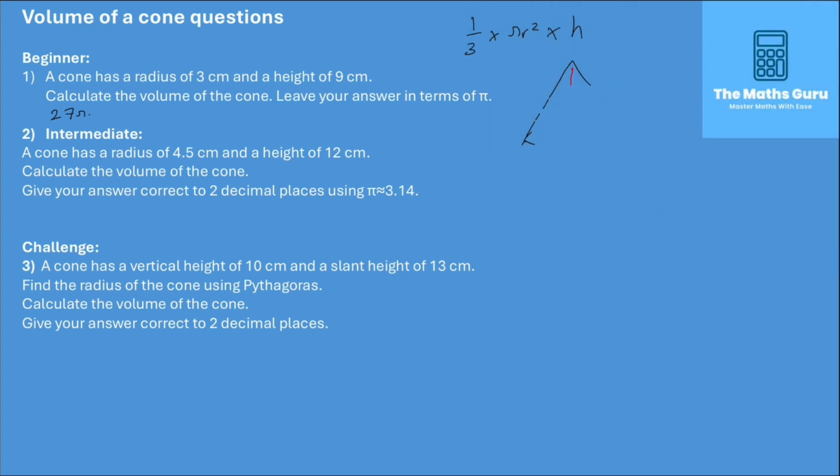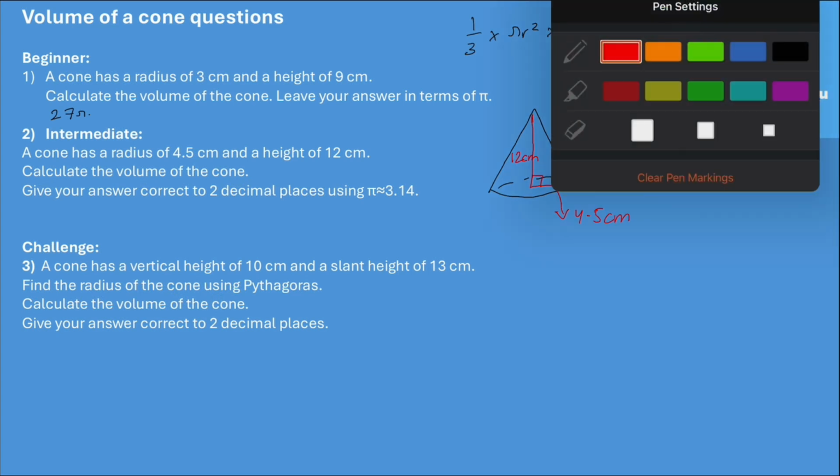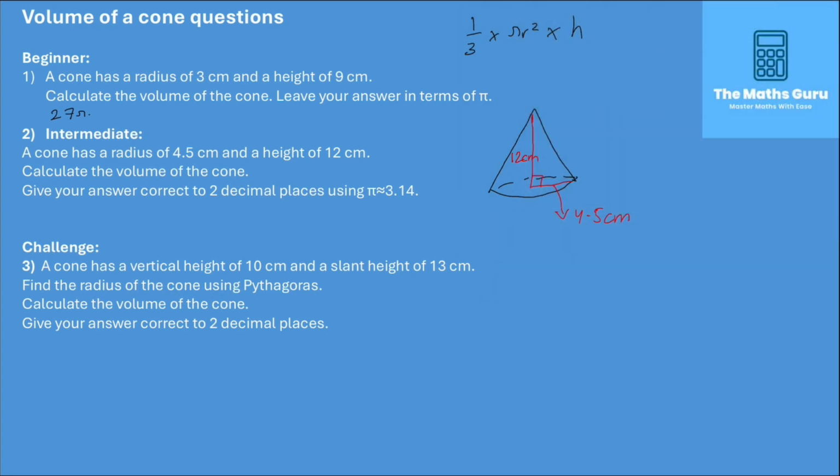Okay, moving on to question 2. Question 2 mentions that a cone has a radius of 4.5 centimeters and a height of 12 centimeters. Calculate the volume of this cone. To calculate the volume, we simply apply our formula and go 1/3 times pi times 4.5 squared times 12.